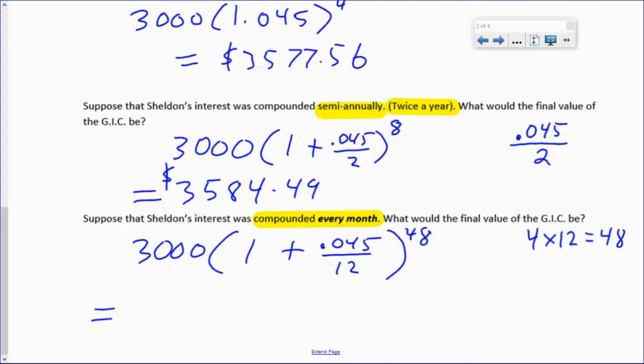So what do we get for this? We plug all that in. We should get $3,590.44. So a little bit more.